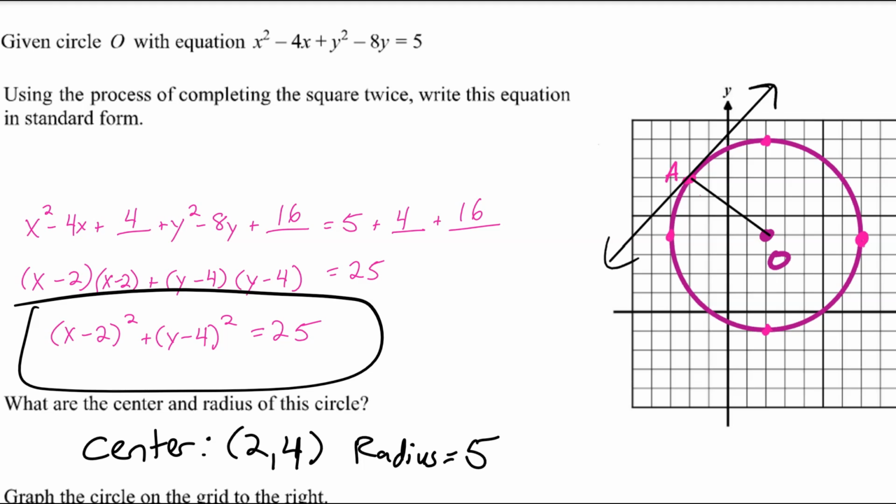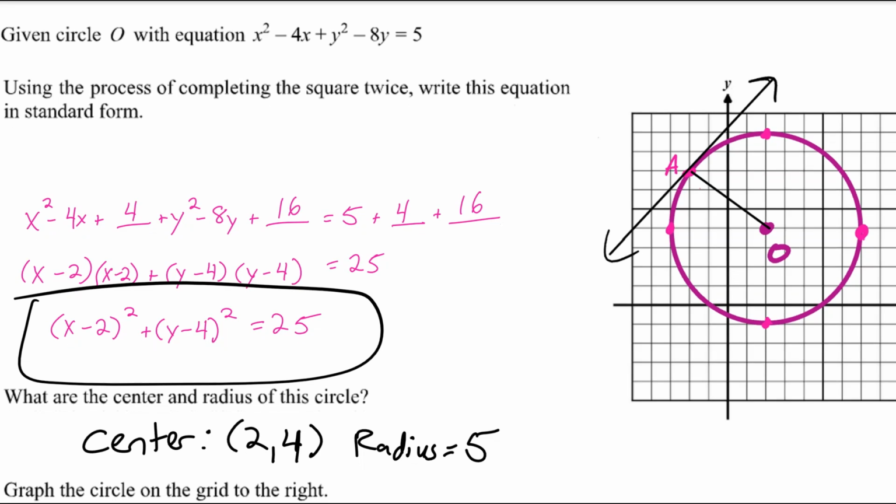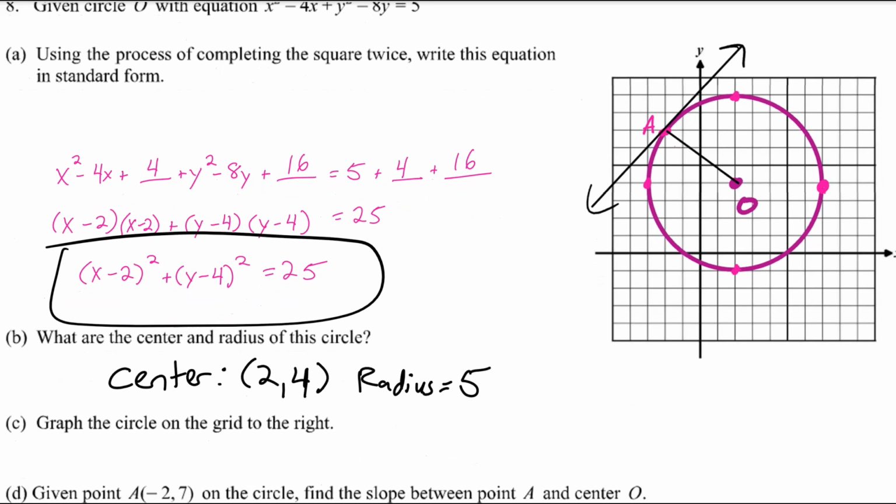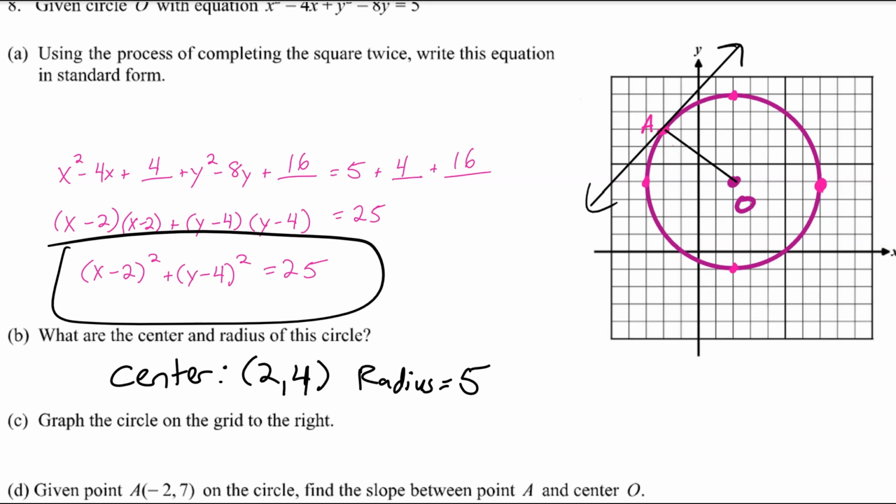So here's the scenario. I've done completing the square already, and I found my center to be 2, 4, and my radius to be 5. And I sketched the circle to the best of my abilities over here. Now, mine was pretty good because I have a computer to use, but yours doesn't have to be perfect as long as it gets the idea across to plot 5 up from the center, 5 right, 5 down, 5 left, and so on. Now, given point -2, 7 on the circle, find the slope between point A and the center O.